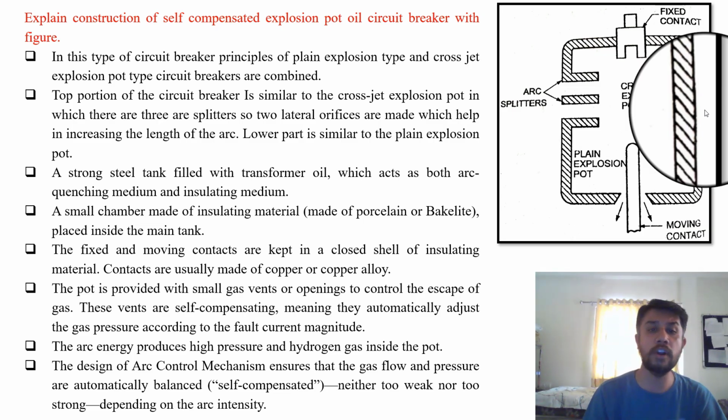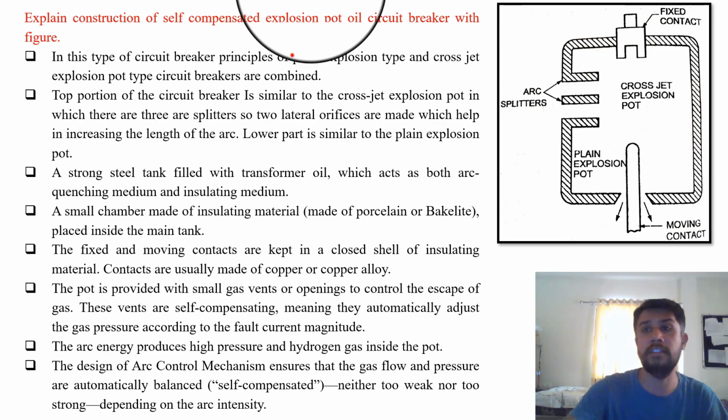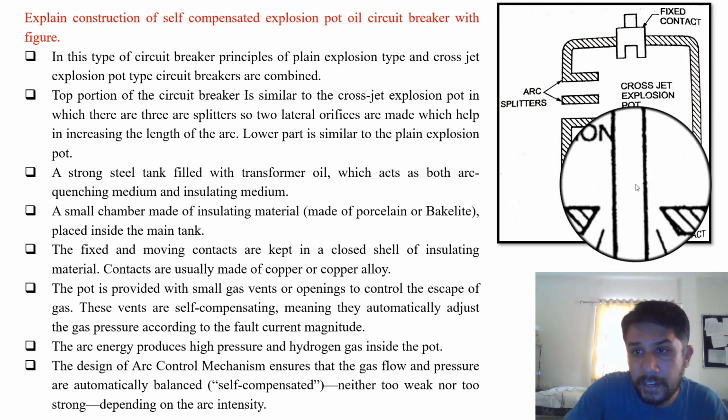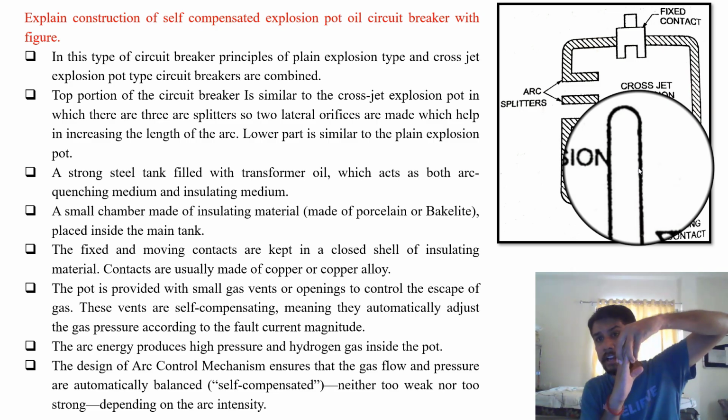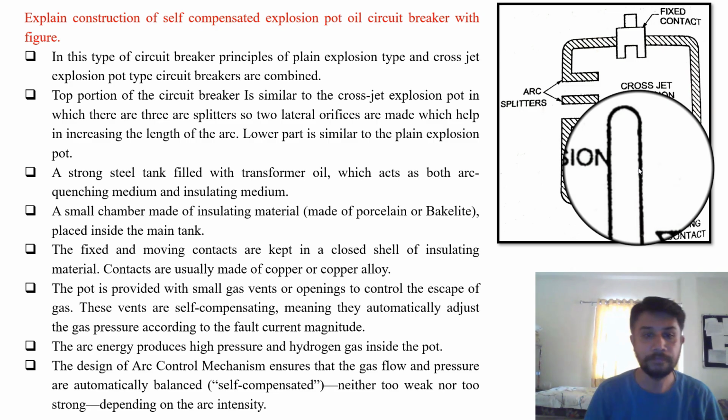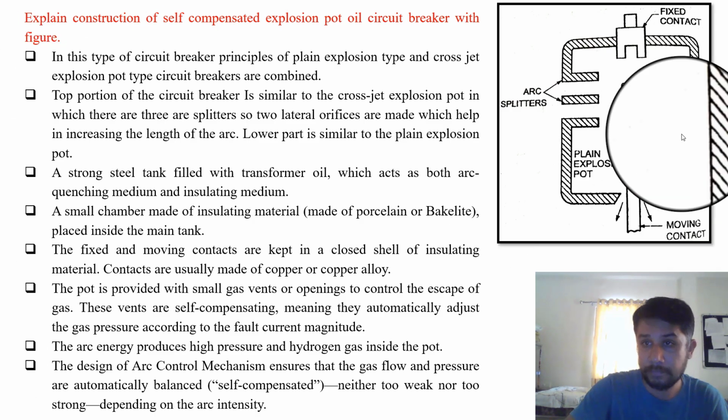The fixed and moving contacts are kept in the closed shell. This is the fixed contact, and here is a moving contact. Both are fixed together in this manner during the normal operating condition and in the closed shell of the insulating material. These contacts are usually made up of copper or copper alloys. The pot is provided with small gas vents or openings to control the escape of the gas here.